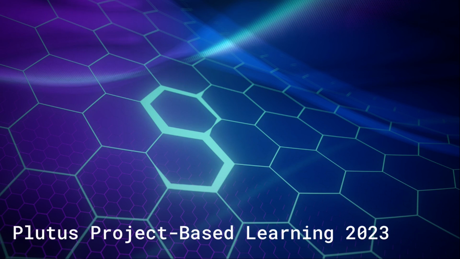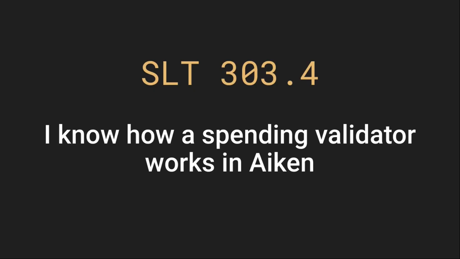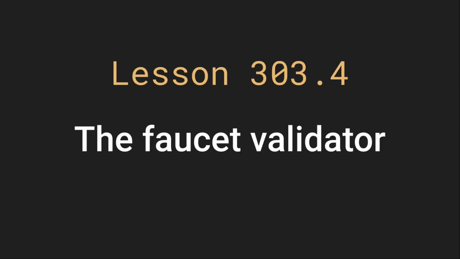Hi there, and welcome again to Module 303, Lesson 4. In this module, we will see how a spending validator works in Aiken. And the main topic of this lesson will be the faucet validator that we saw in a previous module, Module 204, and we are going to see how it is implemented in Aiken.